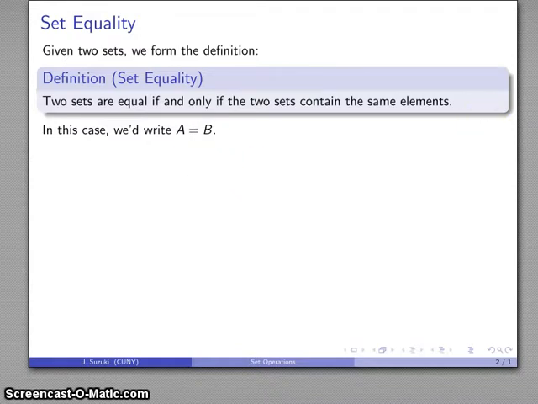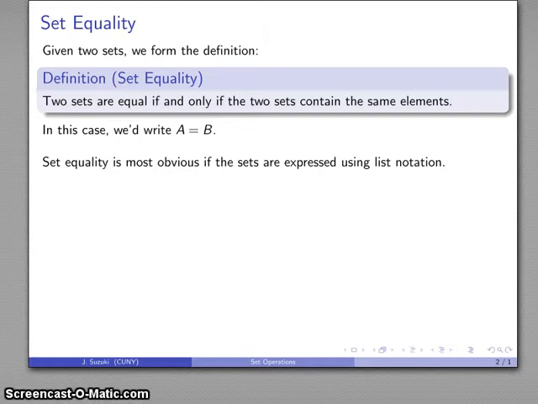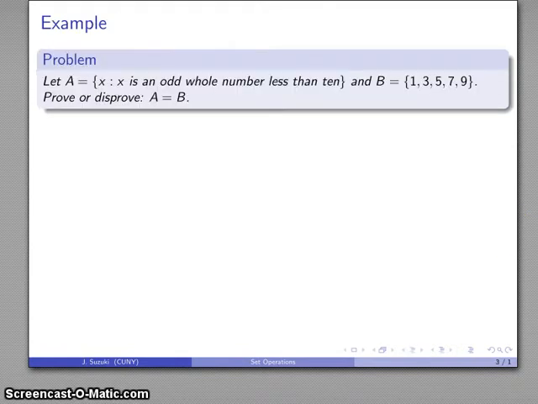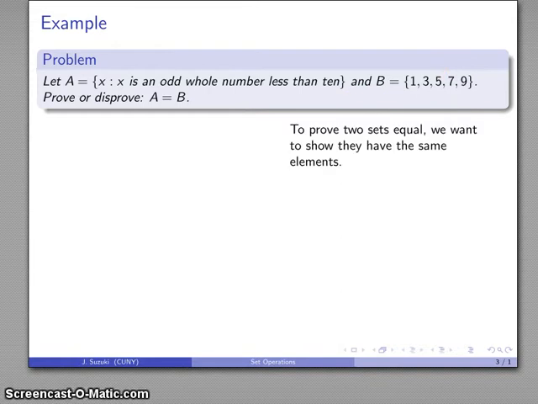our standard equality symbol. Now, this type of set equality is most obvious if we express the sets using list notation, so we can actually see what the elements in the set are. For example, this can occur in the following ways. Maybe I have a set like this, and I'm going to define the set using some sort of set builder notation that describes the membership rule for the set. And then I have another set where I'm just going to list what the elements are. And I want to either prove or disprove that the two sets are equal.